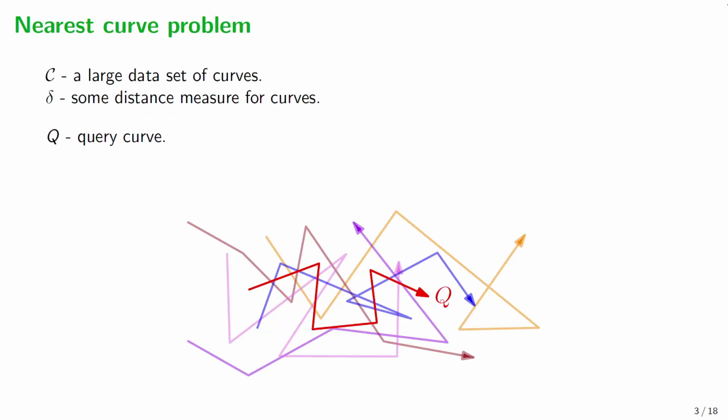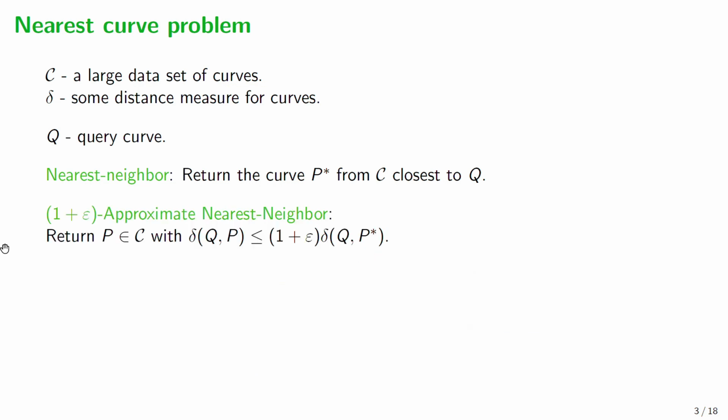Let's denote our dataset by C. Let delta be some distance measure for curves, and Q denotes a query curve. In the nearest neighbor problem, our goal is to pre-process the set C such that, given a query Q, we can return the input curve P star, which is the closest to Q. We can also consider an approximation version of this problem, where the goal is to return a curve P within distance 1 plus epsilon times the distance to the nearest neighbor.